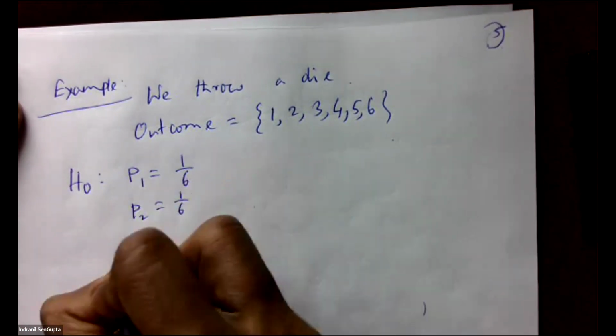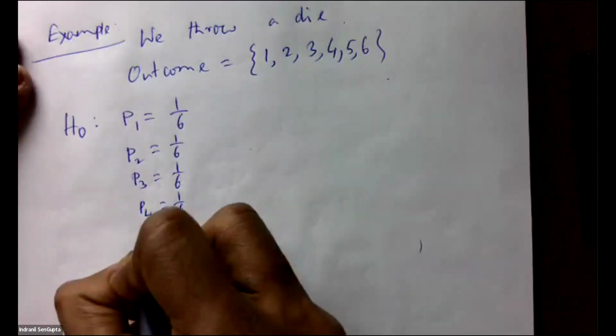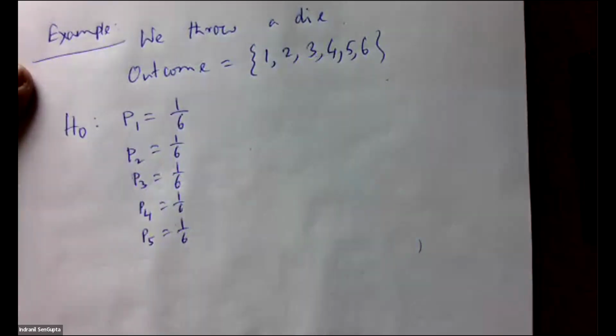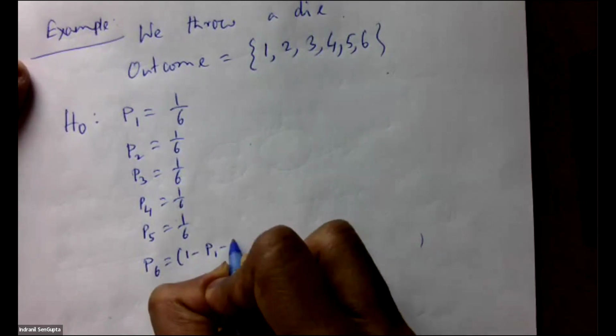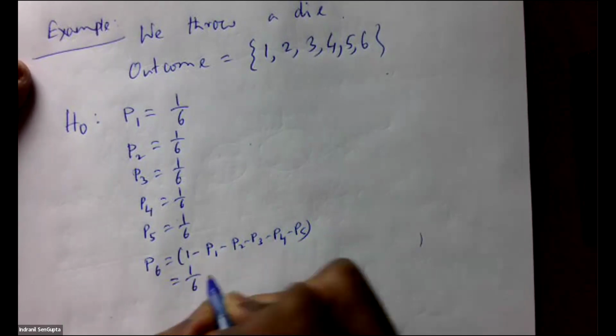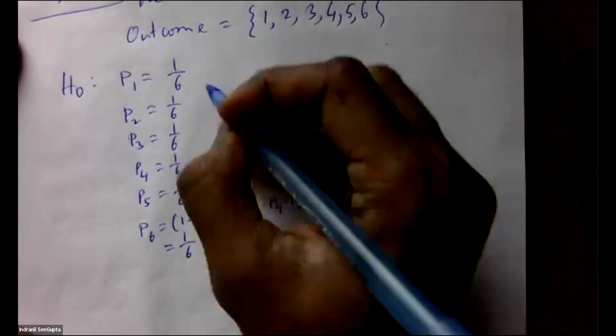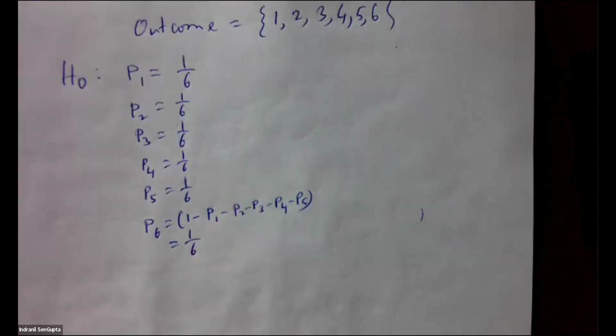So P of 2 is 1/6, P of 3 is 1/6, P of 4 is 1/6, P of 5 is 1/6. Note that this is sufficient, because P of 6, which is really 1 minus P1 minus P2 minus P3 minus P4 minus P5, has to be 1/6 if the first 5 are specified. So the last piece of information is redundant. If you get all these numbers to be 1/6, P6 has to be 1/6. This is what I meant by the word specified before.